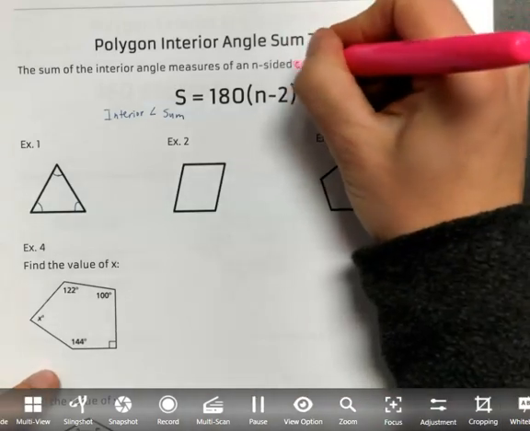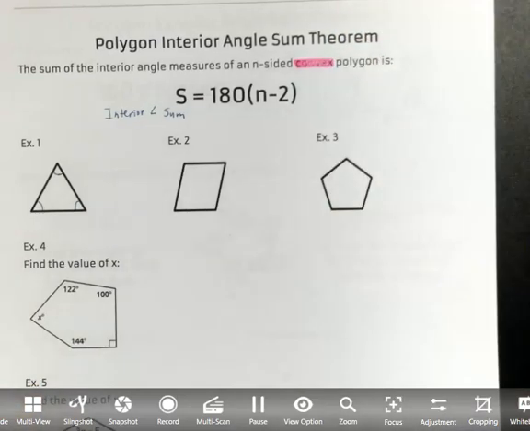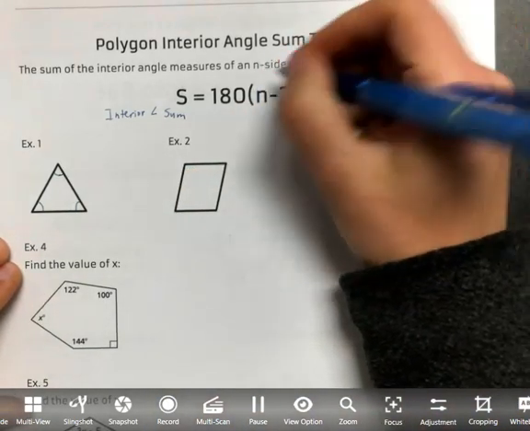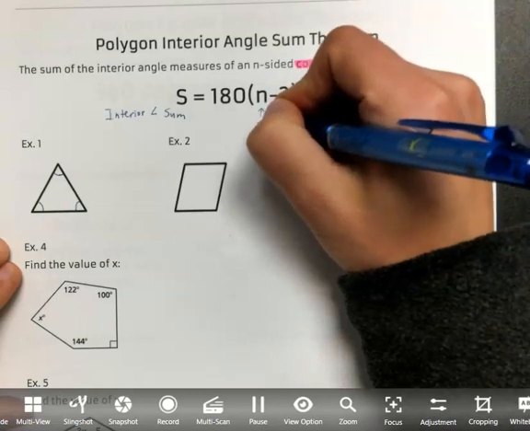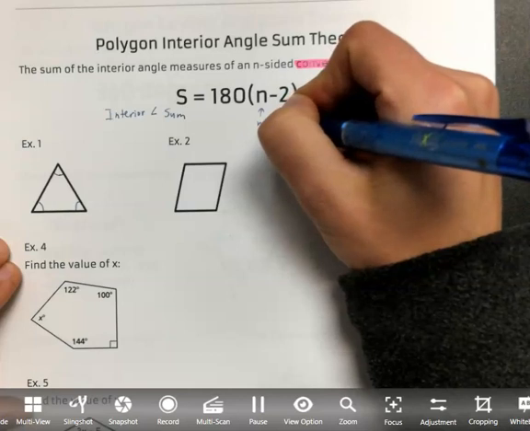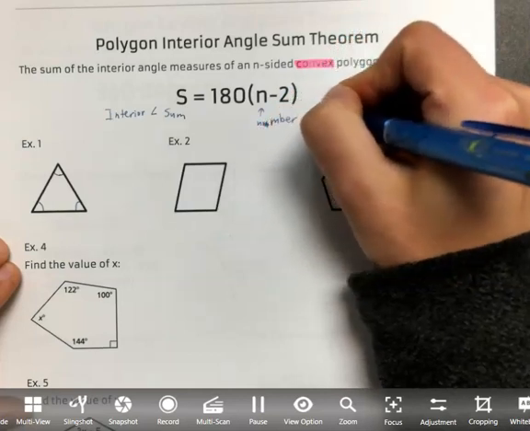But you can calculate the sum of the interior angles using this formula on any polygon. Does not matter what it looks like as long as it's convex. Okay, so this n right here, that is number of sides.